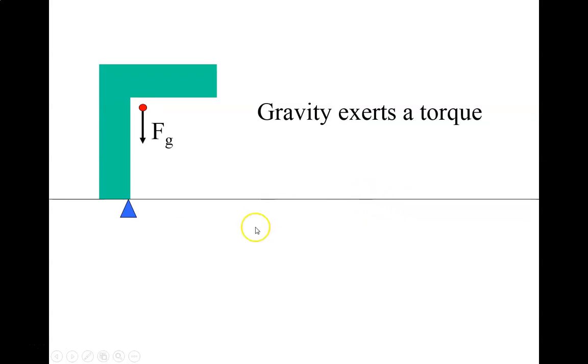Gravity also exerts torque. When you bend over and you do not have your butt stuck behind you, if you're standing straight up and you bend your body straight over, your center of gravity is somewhere off your body, somewhere about right here.